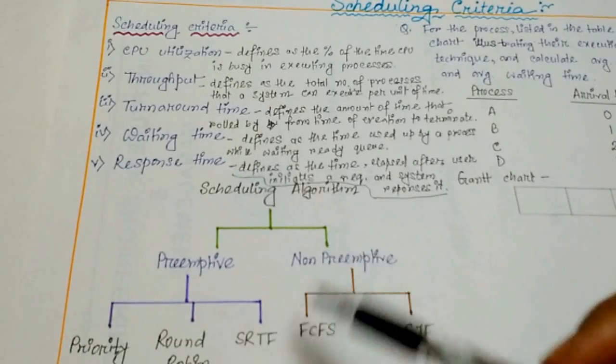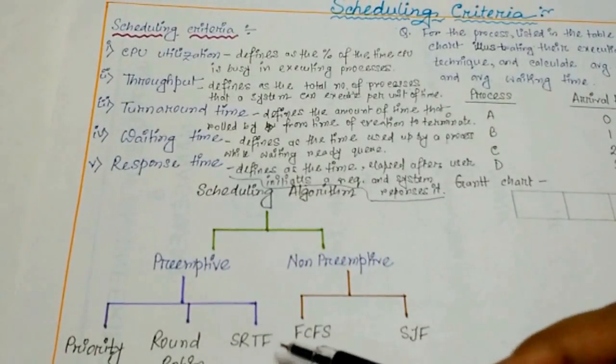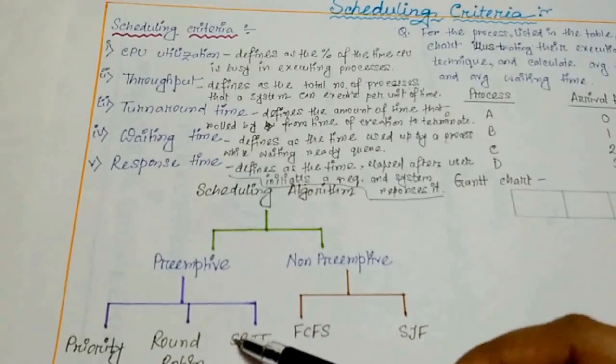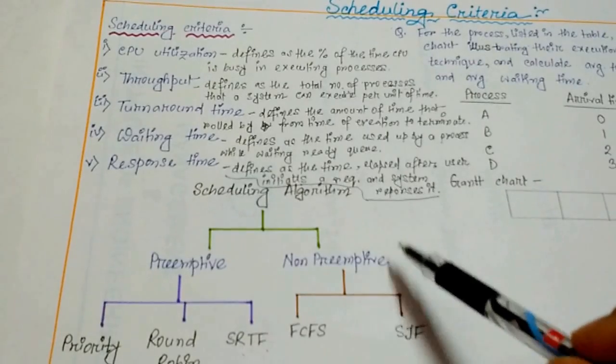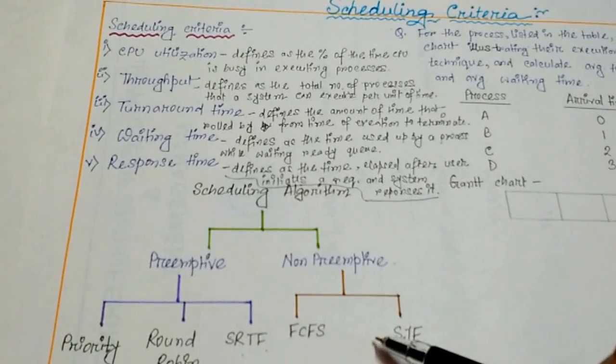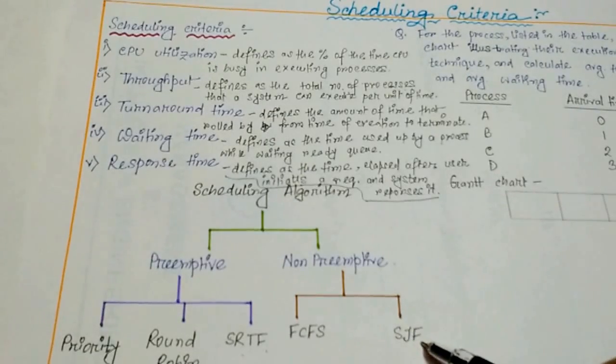In preemptive, there are three types of algorithm: priority, round robin, and shortest remaining time first. And in the non-preemptive section, there are two types: first come first serve and shortest job first.